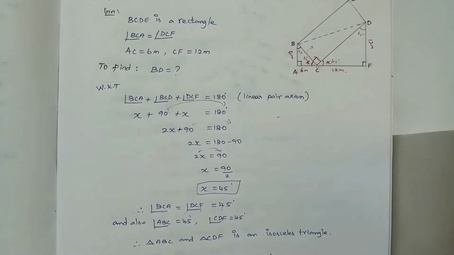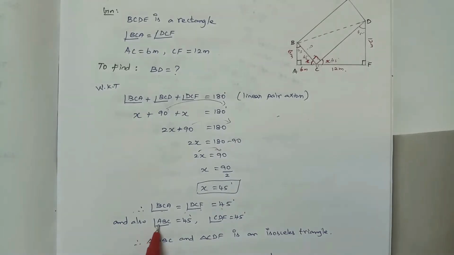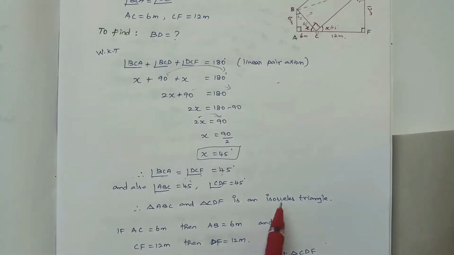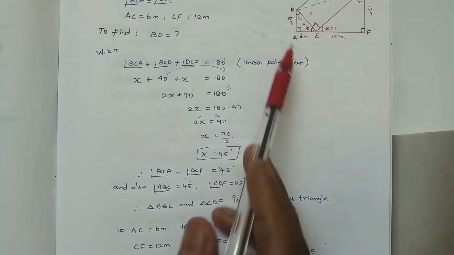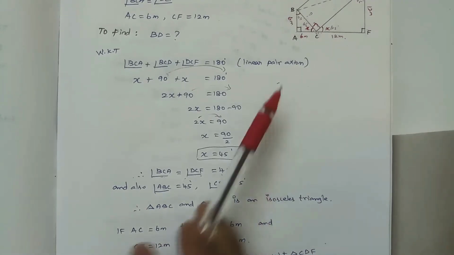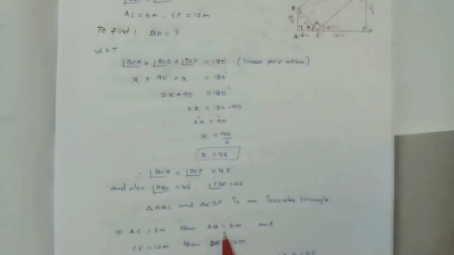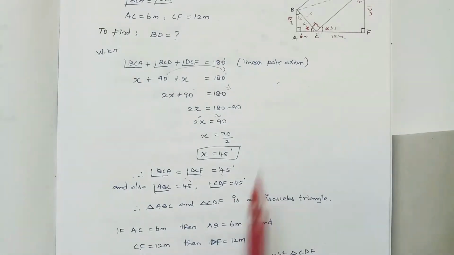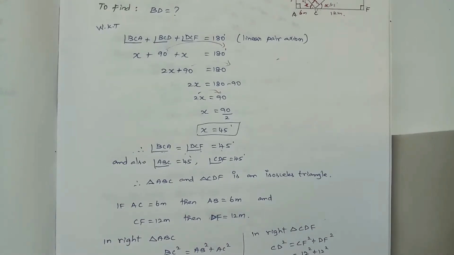So here just come to the simplification. And also angle ABC, right? Angle ABC is nothing but 45 degree and CDF is equal to 45 degree. Therefore triangle ABC and triangle CDF is an isosceles right triangle, right? If these two are isosceles triangle, then AC is equal to 6 meter, then AB is also, if AC equal to 6 meter, then AB is also what is it? 6 meter. If CF is nothing but 12 meter, then DF is also 12 meter, right?